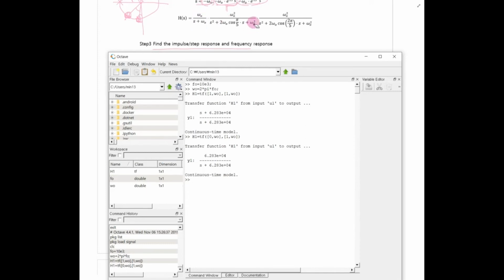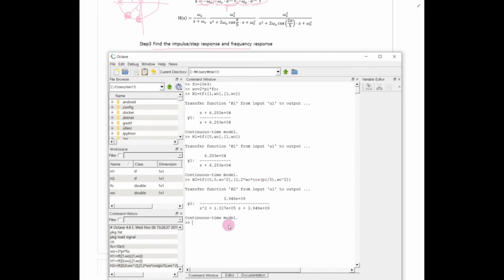The second one can be defined similarly with a transfer function, and the numerator in this case is 0, 0 and omega 0 square. Okay, this is the numerator. At this moment only omega 0 square exists here. The denominator is 1 and 2 times omega 0 times cosine pi over 5. This is the coefficient of s. The last one is omega 0 square. Okay, this is the second order filter H2.